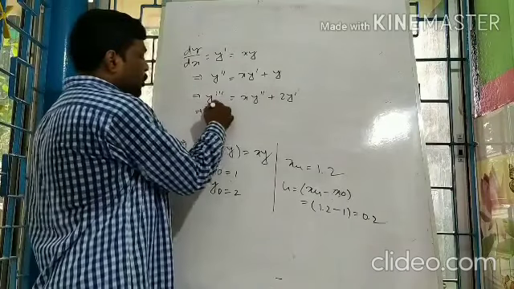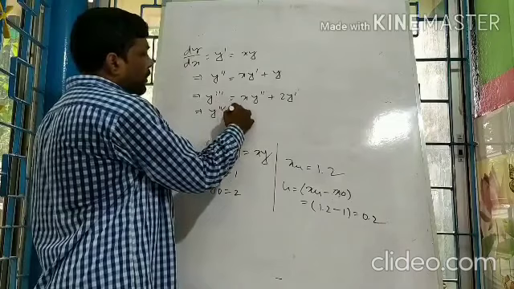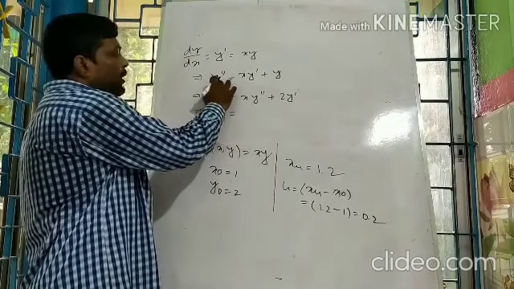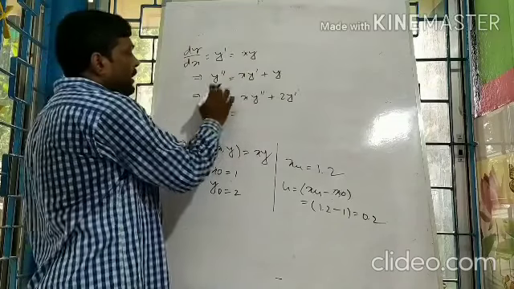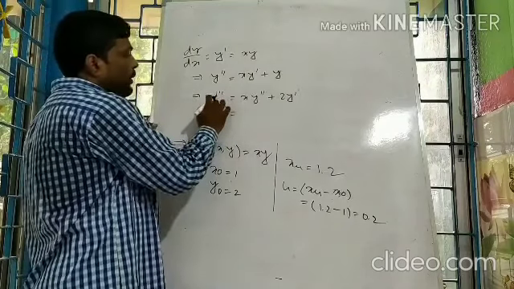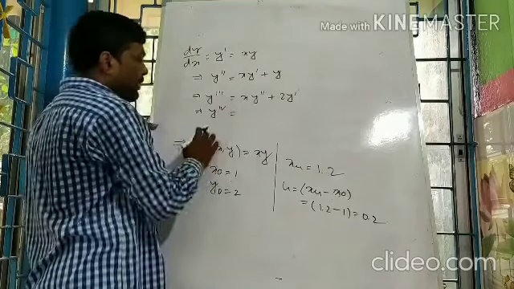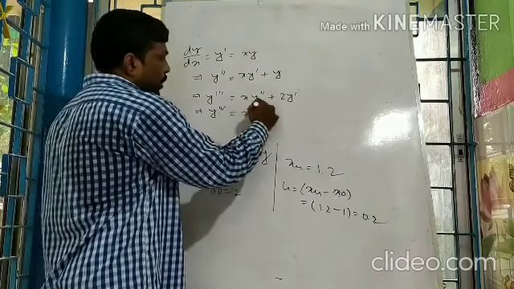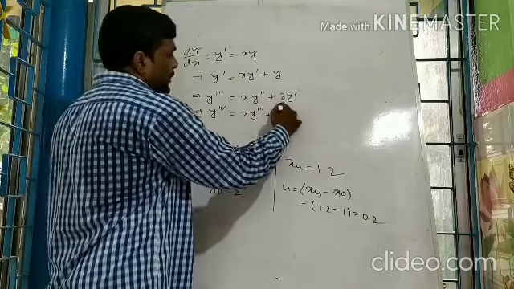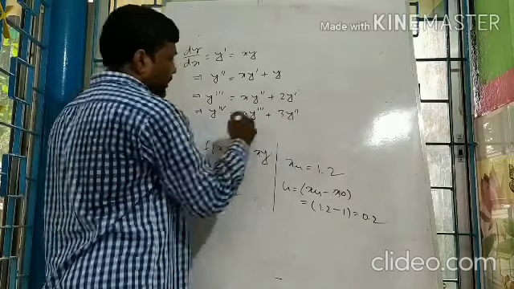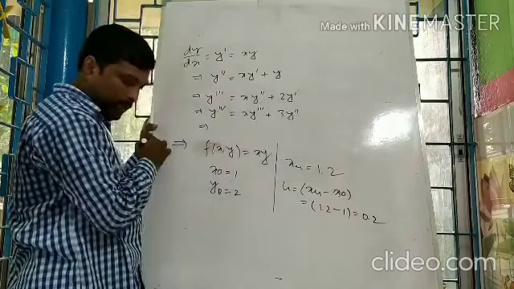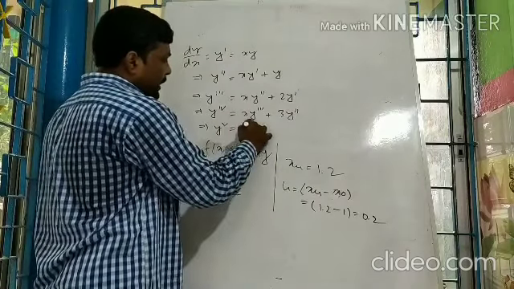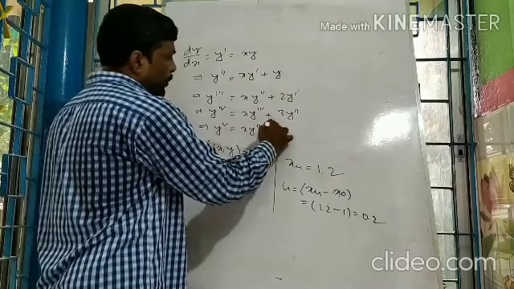Next, y4, the fourth order derivative. The second order derivative of y with respect to x is xy dash plus y. The third order derivative is xy double dash plus 2y dash. The fourth order derivative is xy triple dash plus 3y double dash. Next, the fifth order derivative y5 equals xy4 plus 4y triple dash.